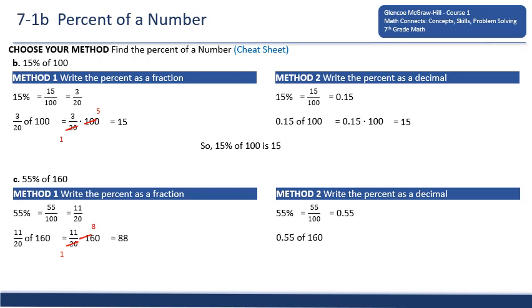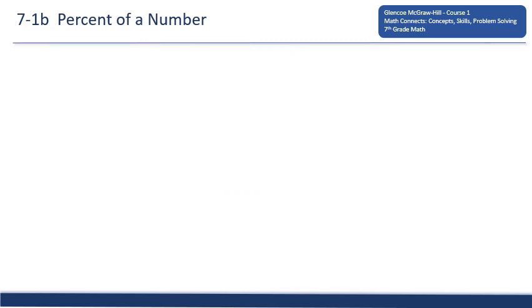0.55 of 160, or rewritten as 0.55 times 160, we get 88. So 55% of 160 is 88. I've been continuing to do both methods, and I probably will throughout. You do not have to do both ways on your homework. You just have to use the way that you're most comfortable with. You are responsible on some homework to do it either as a fraction or as a decimal.